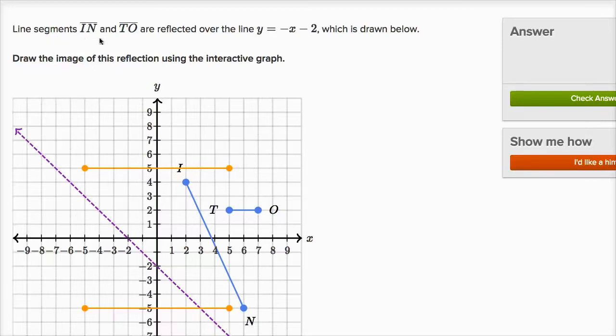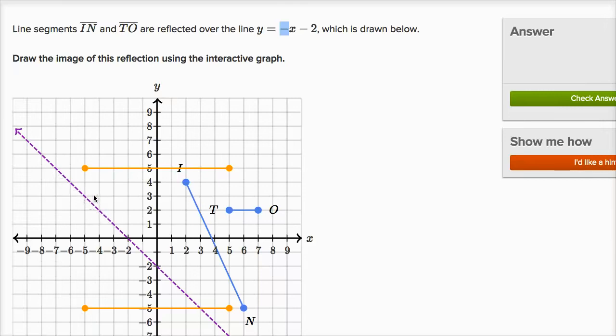Line segments IN and TO are reflected over the line y is equal to negative x minus 2. So this is the line that they're reflected about, this dashed purple line, and it is indeed y equals negative x minus 2. This is in slope-intercept form. The slope should be negative 1, and we see that the slope of this purple line is indeed negative 1.